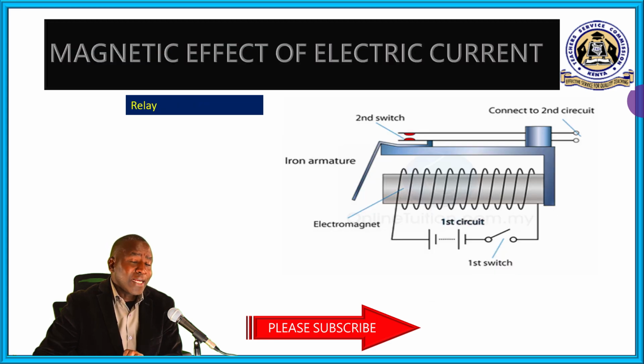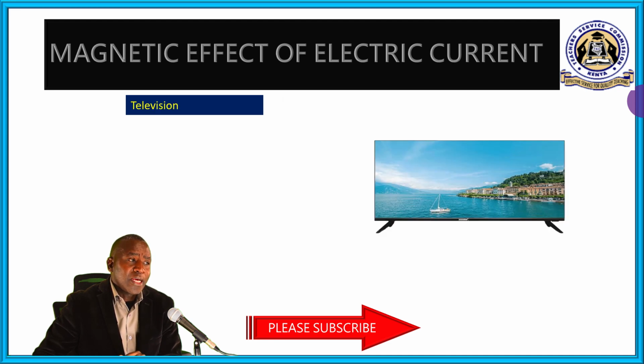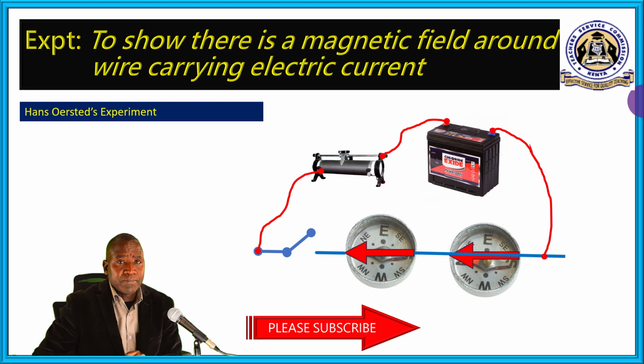This one is an electromagnetic relay. We'll be looking at some of these applications later on, involving loudspeakers, involving electric motors, and so forth. Even the television set uses magnetic effect of electric current. Now, we'd like to start with a simple experiment whereby we want to show that there is a magnetic field around a conductor which is carrying current.